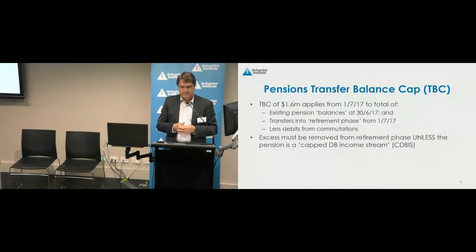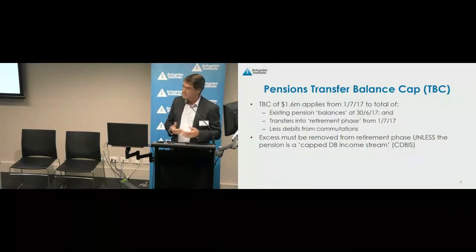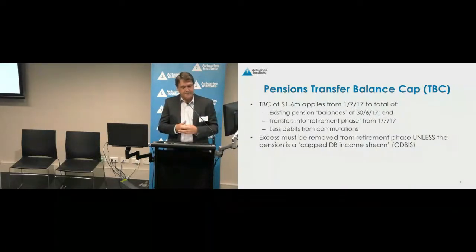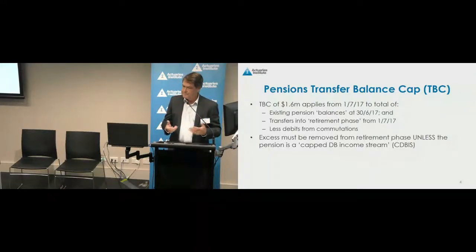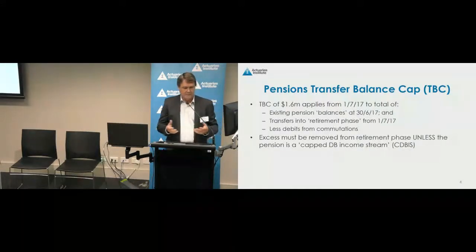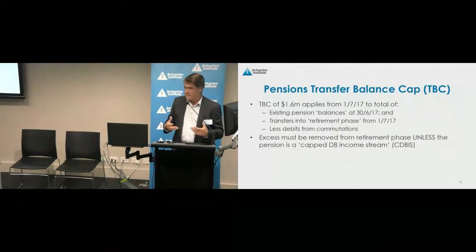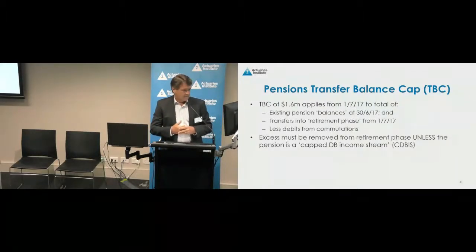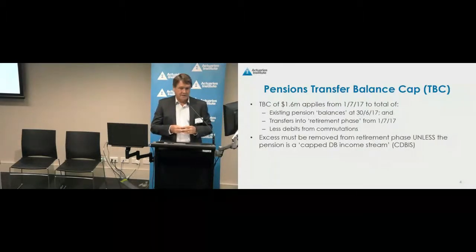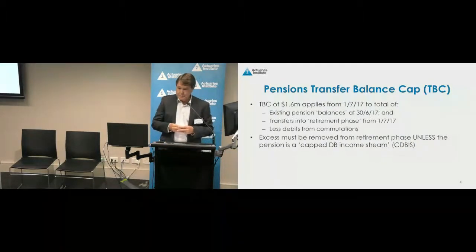The main credit is the initial amount that will go into it. How the value of the interest that defines your retirement amount changes with investment returns does not influence your transfer balance account. Really, the main thing that will influence your transfer balance account, once you've set it up, will be if you have a commutation and therefore you have a debit against it. The thing is that the excess must be removed. Your excess over your transfer balance cap must be removed.